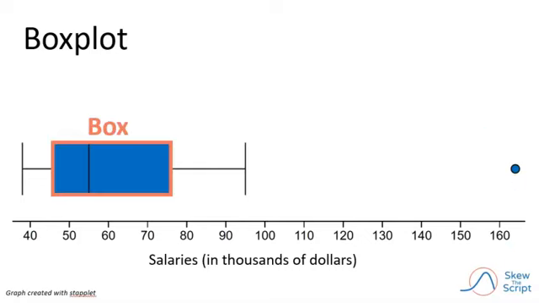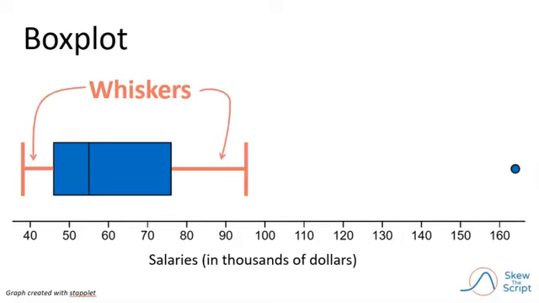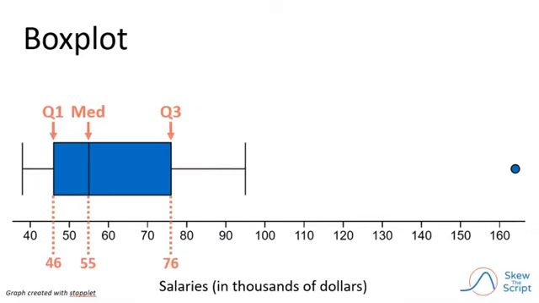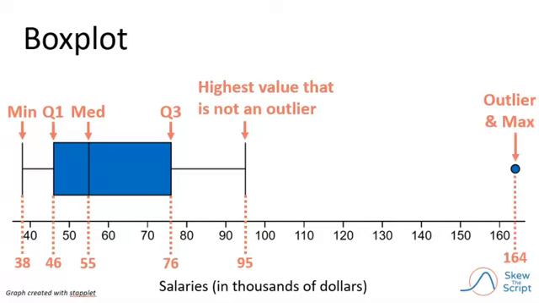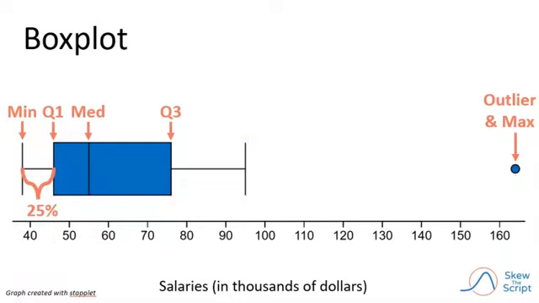Next, we have the box in the middle. The box has 3 vertical lines on it, and those are the quartiles. Next, we have the whiskers coming out of the sides of the box, and those go to the min and the max in general. If there are outliers, they go to the number that is not an outlier. So this 95 here is not actually the max. It is the largest number that is not an outlier.